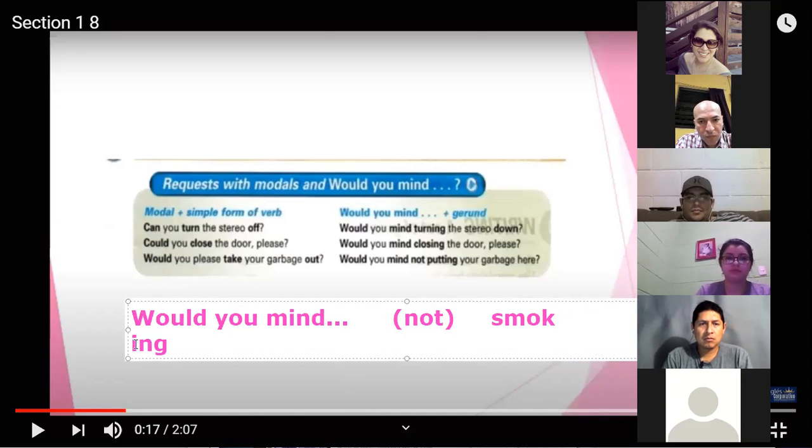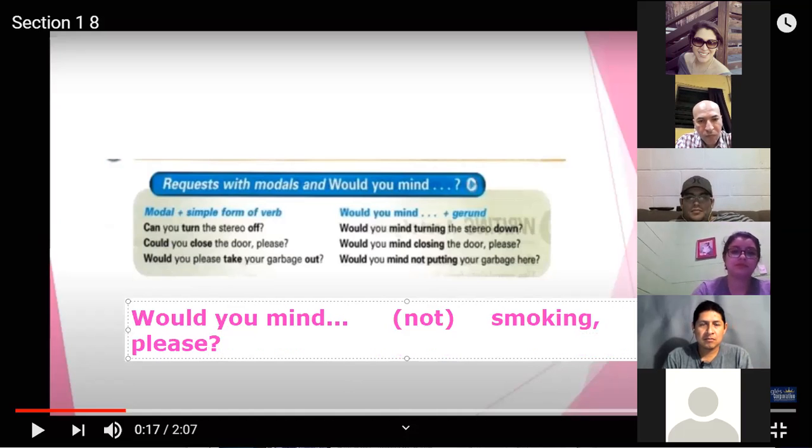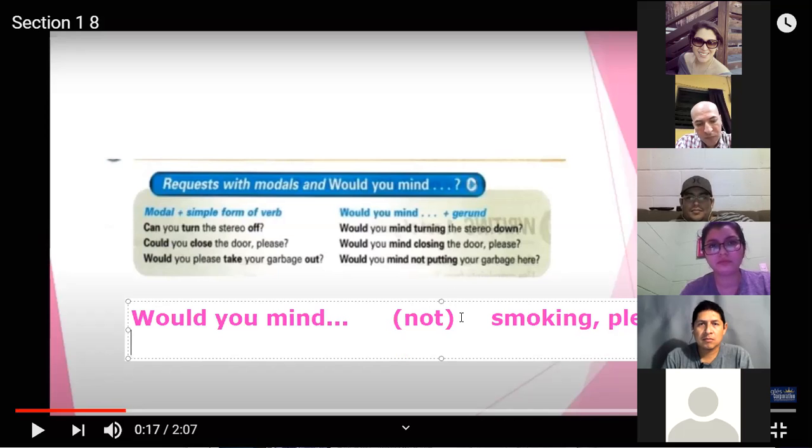Imagine it's a stranger, right? You don't want to say, hey, can you stop smoking? No, right? Would you mind not smoking, please? Because you don't know the person, but you don't want to get sick. Is that clear? Yes. Negative is going to be right here.